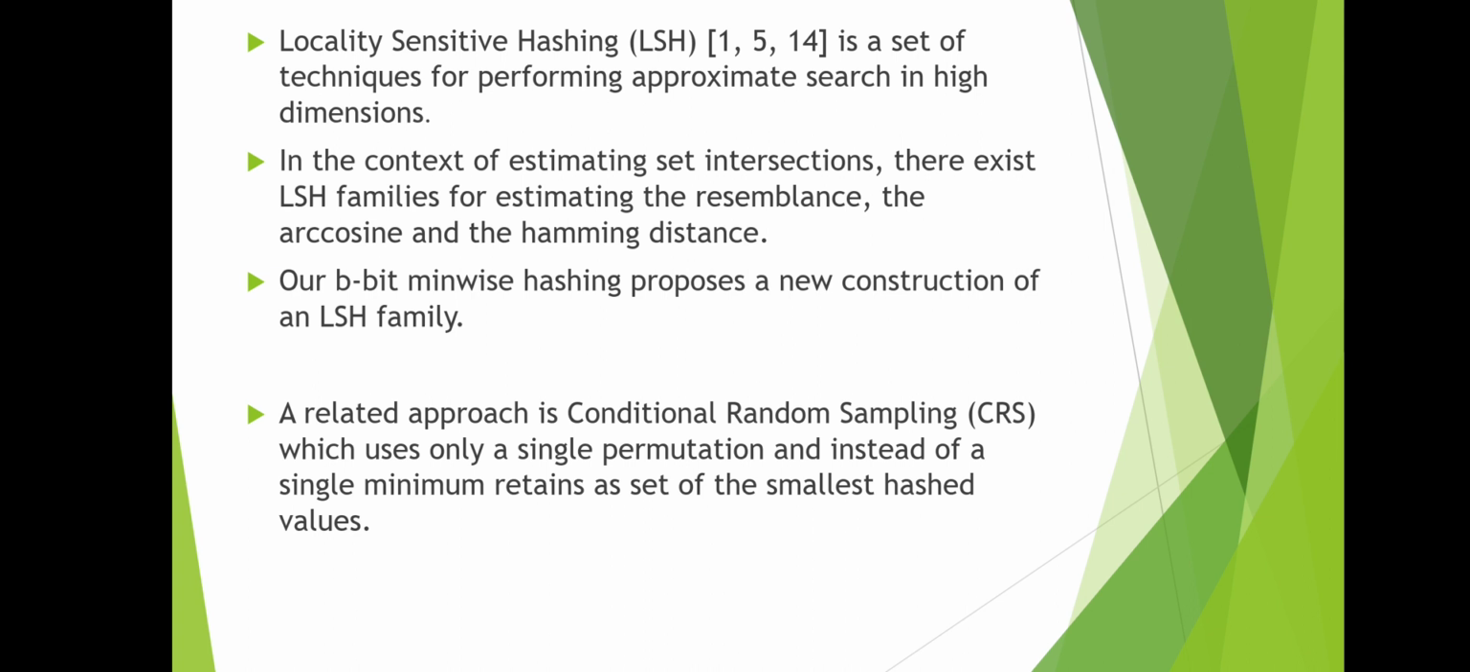Locality sensitive hashing is a set of techniques for performing approximate search in high dimensions. In the context of estimating set intersections, there exist LSH families for estimating the resemblance, the accuracy, and the Hamming distance. Our b-bit minwise hashing proposes a new construction of an LSH family. A related approach is conditional random sampling, which uses only a single permutation and, instead of a single minimum, retains a set of smallest hashed values.